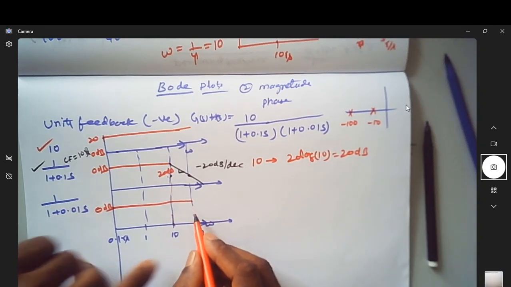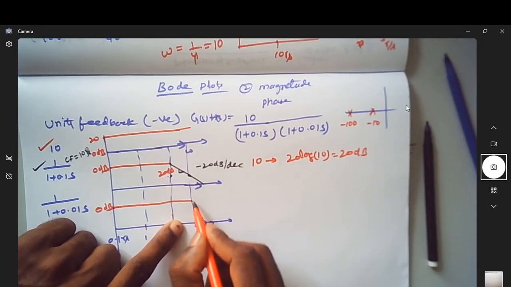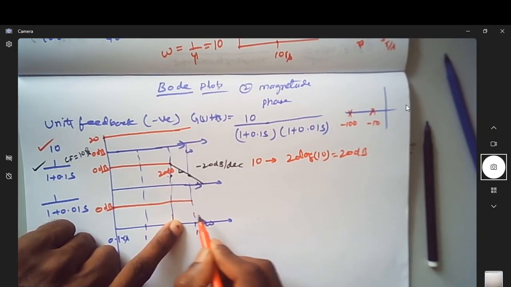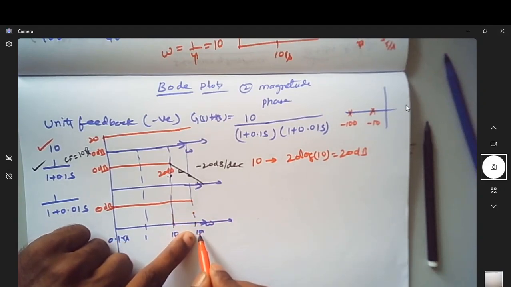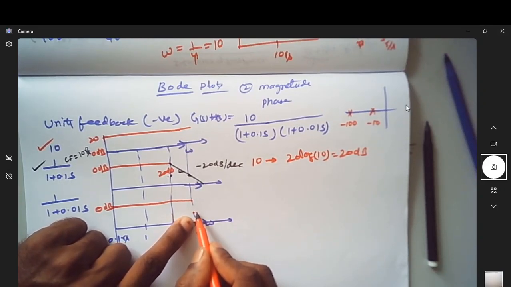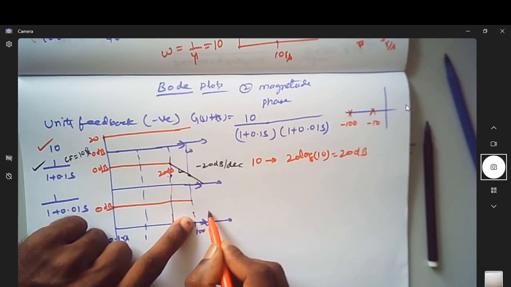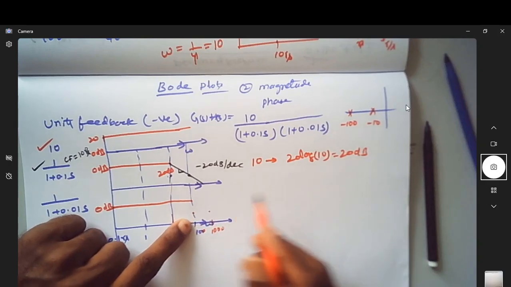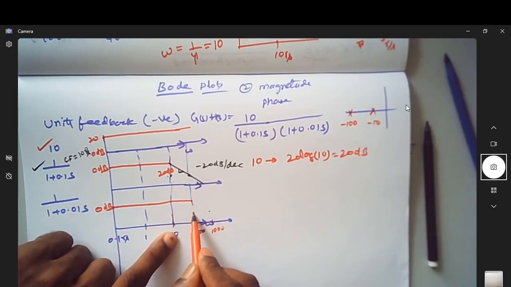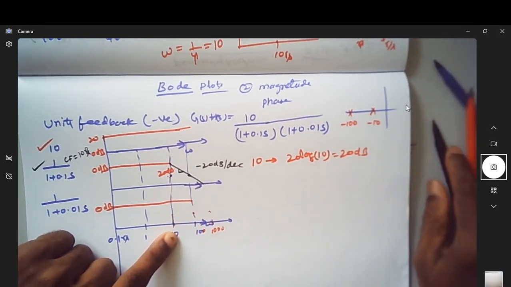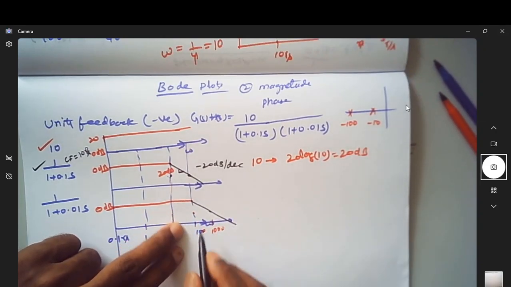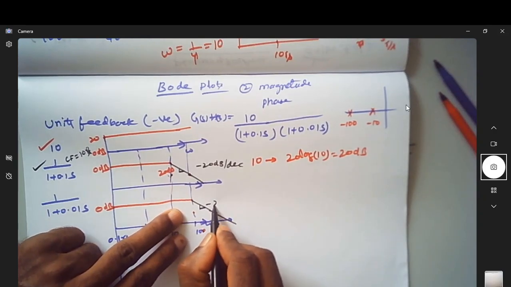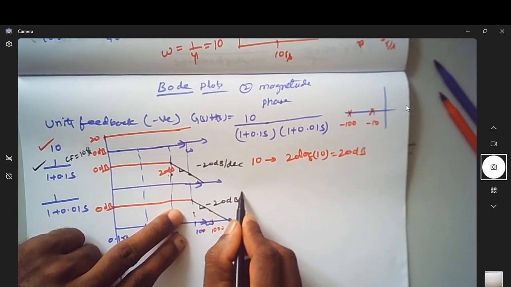Then how do you find 20 dB per decade now? As we did here, again from this point you come down by 20 dB. So this is my 20 dB point, coming down from here. Go by 1 decade. So what is 1 decade of 100? 100 into 10 is actually 1000. So you identify 1000 here. You came down by 20 dB, and went by 1 decade. Now join this and this line. So what is the slope of this? This is again minus 20 dB per decade.